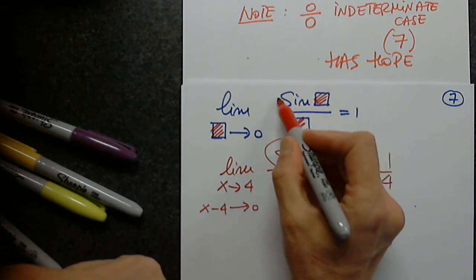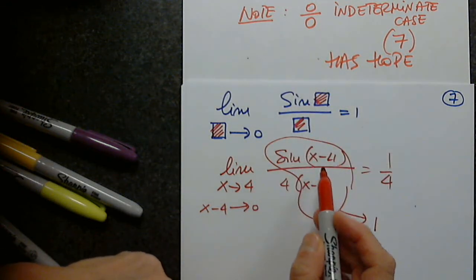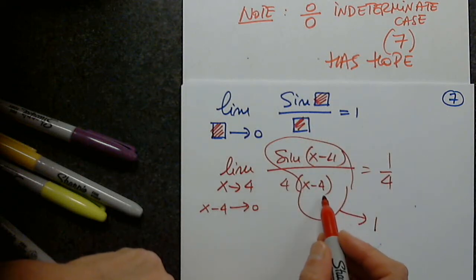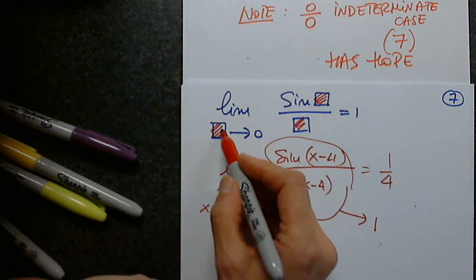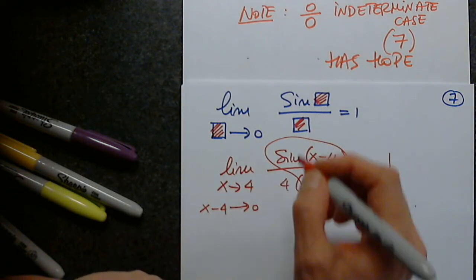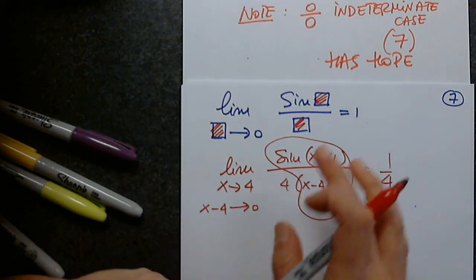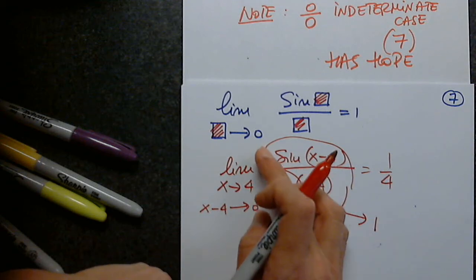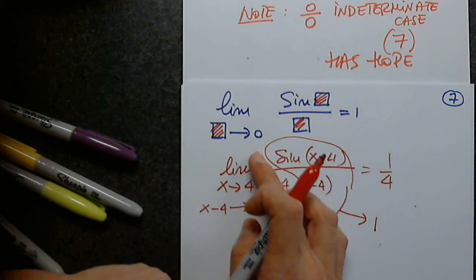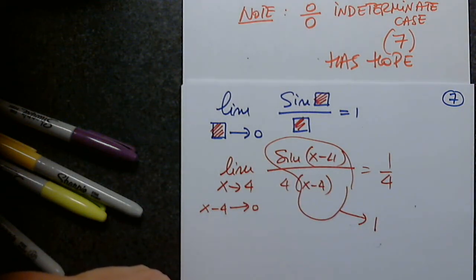So I have sine of x minus 4, which is at the top. I have x minus 4 in the denominator, and I have x minus 4 here. Got it. So this is just an extra number that I put in. Okay. So if all this approaches 1, there is a multiply by 1/4. 1/4 times 1 is 1/4.